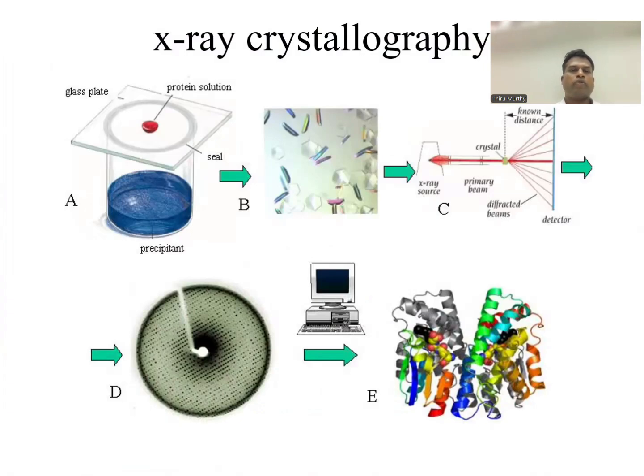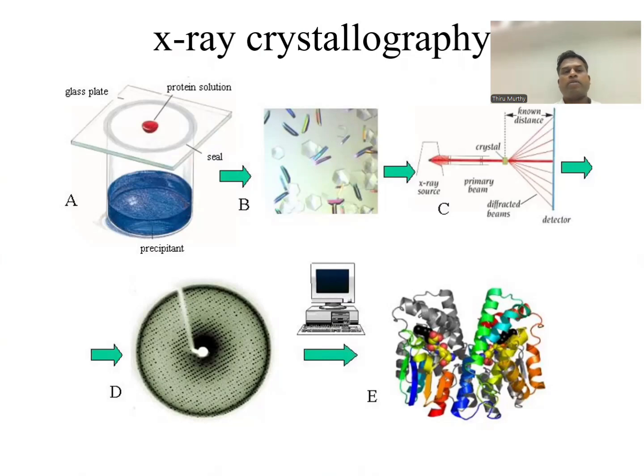Okay, so where can we get the protein three-dimensional structures? We can get them using X-ray crystallography, NMR, and electron microscopy. In the absence of an experimental method, we can go for computational methods such as homology modeling or threading methods.